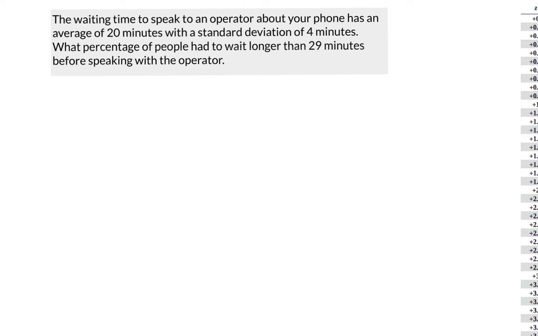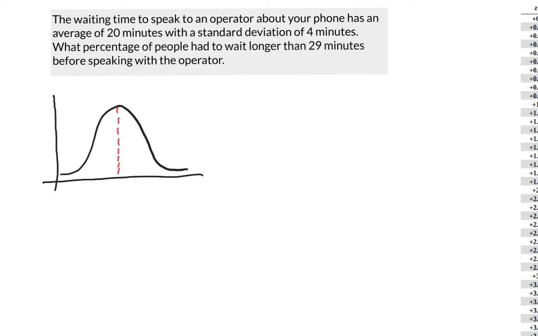So we graph this out. It's going to be a normal curve, which looks something like this. It's always the bell curve that looks like that. The mean is down the middle. We know that's 20 minutes. And we want to find out if 29 minutes, what percentage of people had to wait longer than 29 minutes? So it's this area of the graph we're trying to find out here.